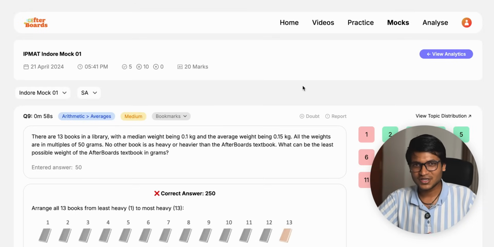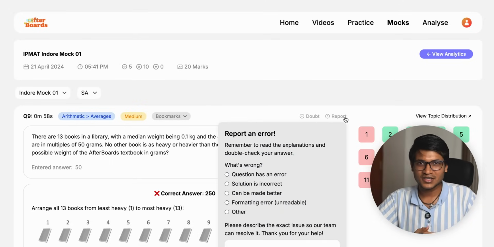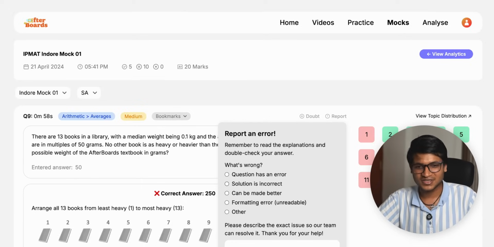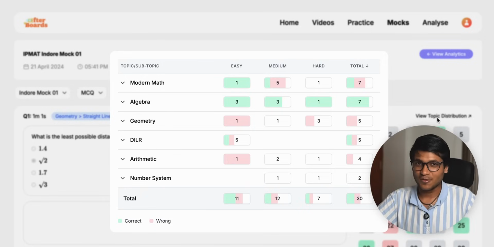If you have a doubt in a question, you can put it inside your doubt bucket. If you believe anything has an error, and this is something we pride on, that our mocks do not have any errors because we've checked and vetted them multiple times, you can always report an error and it gets fixed immediately. You can click on view topic distribution to understand where you performed well.